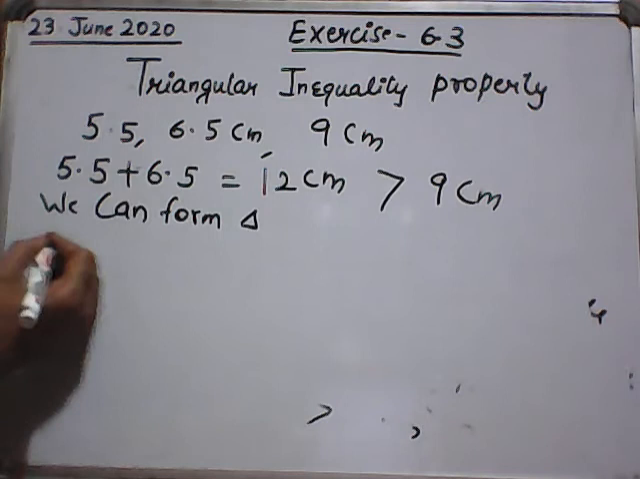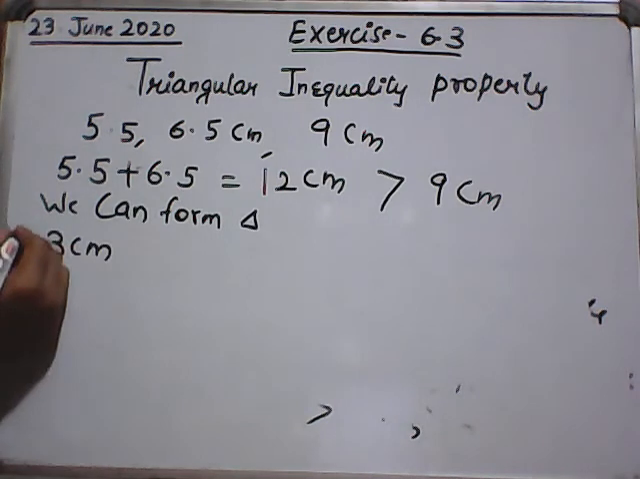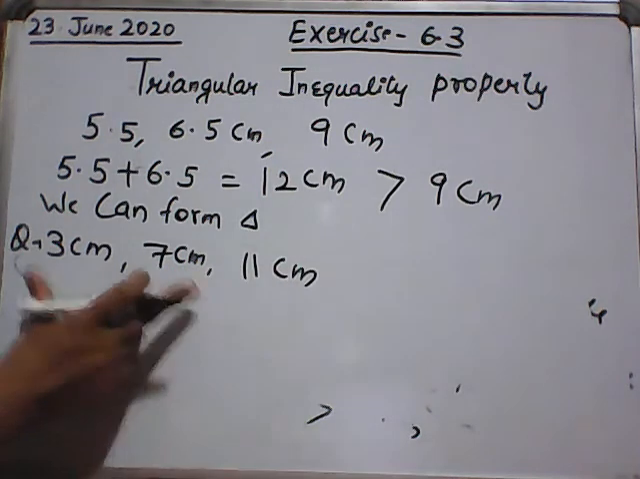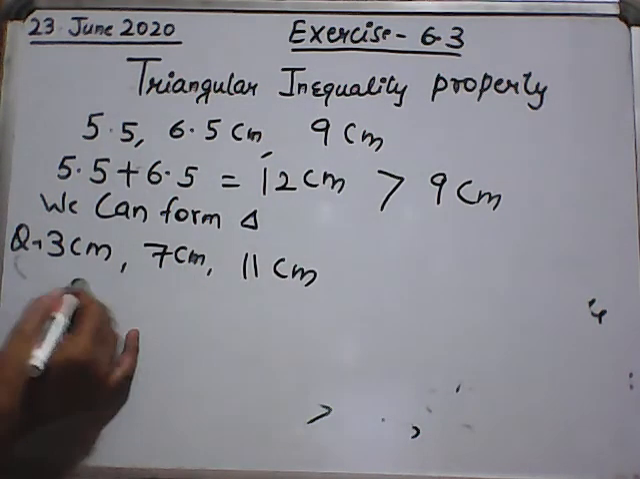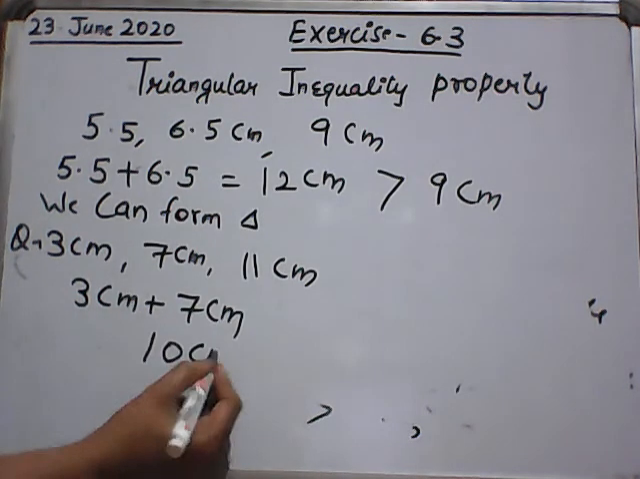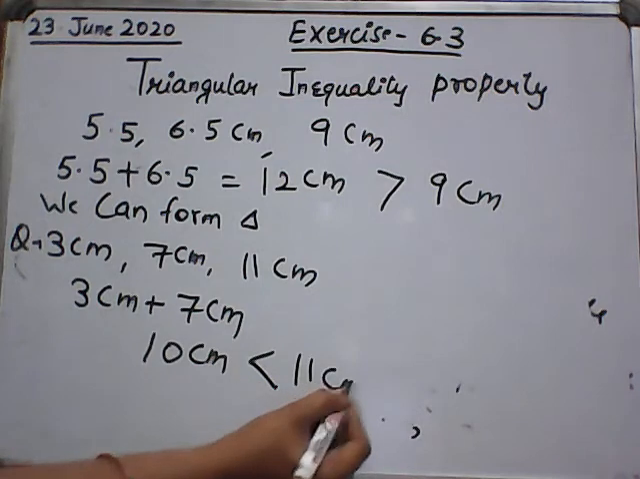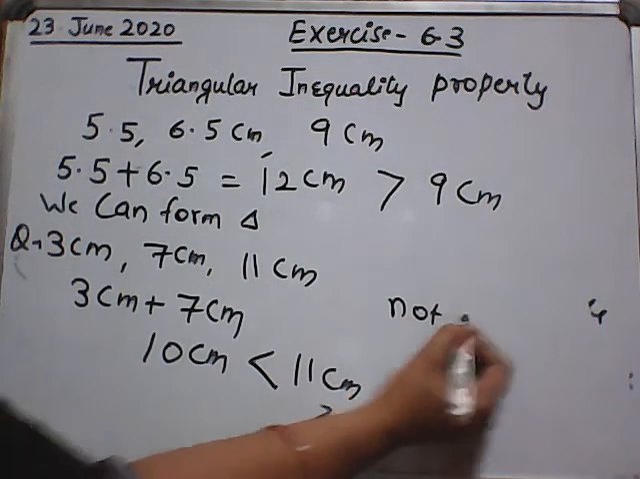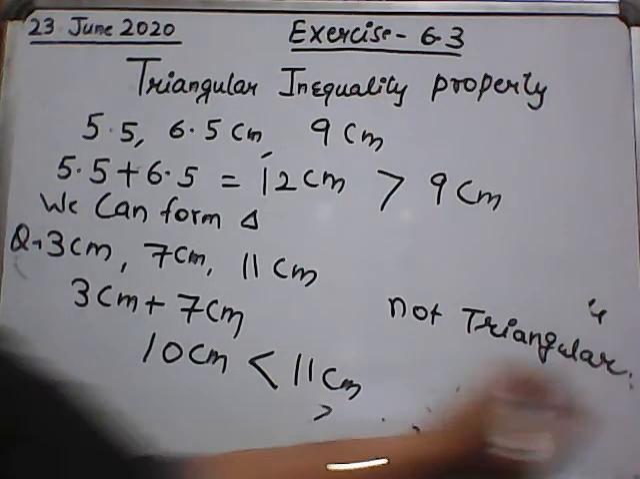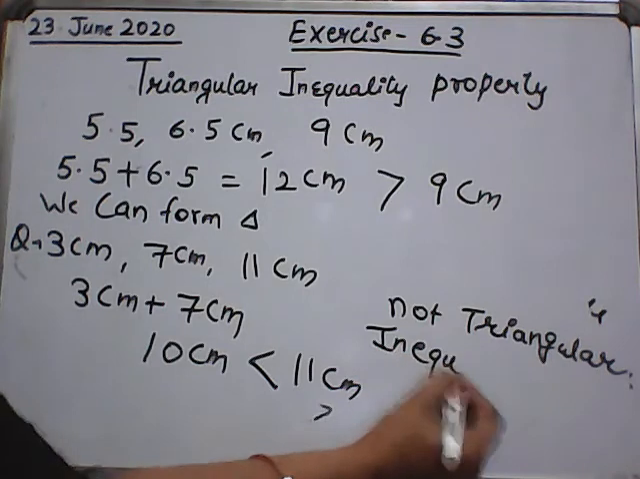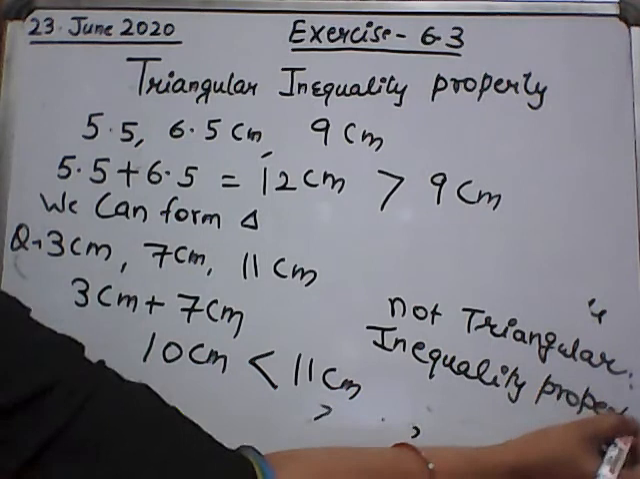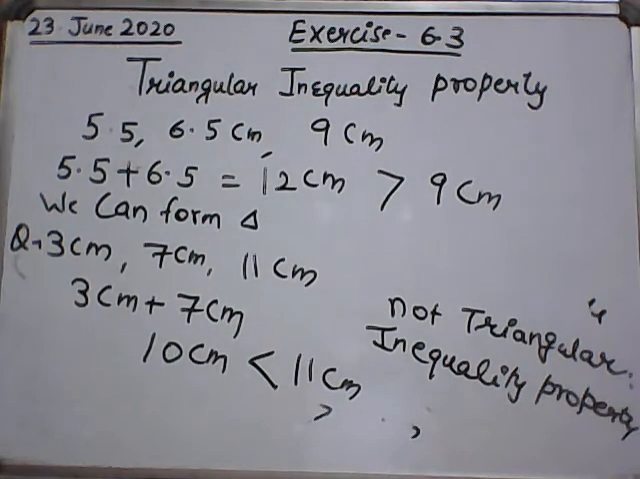Now next part is 3 centimeter, 7 centimeter and 11 centimeter. What are the two shorter sides? 3 centimeter and 7 centimeter. The sum of the lengths of the two shorter sides is 10 centimeter, which is less than the third side. So it does not satisfy the triangular inequality property. So you can see we cannot form a triangle with the given sides.